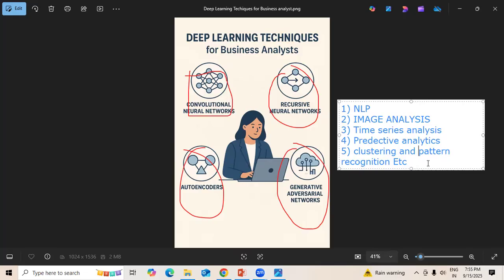So apart from convolutional neural networks, there are also recursive neural networks, autoencoders, and generative adversarial networks. These are the additional ones. Whatever NLP I told you about, all these things will be part of the deep learning techniques that we generally use. Apart from that, we must know about convolutional neural networks.